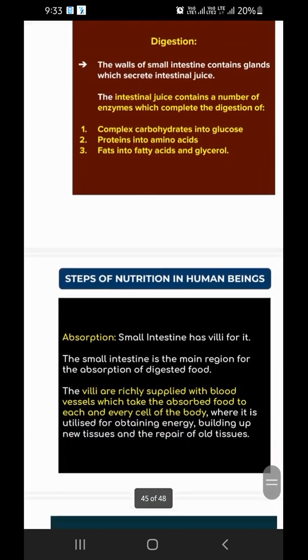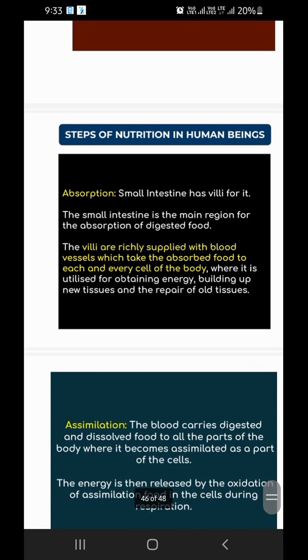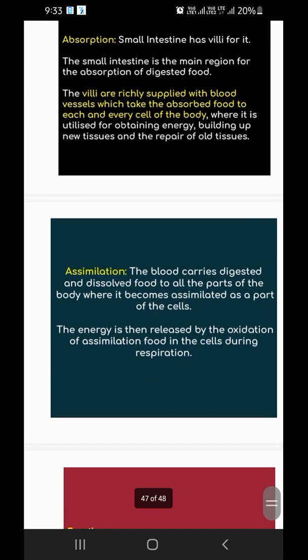Don't worry. Now, absorption. The small intestine has villi for it, and the small intestine is the main region for the absorption of digested food. The villi are richly supplied with blood vessels which take the absorbed food to each and every cell of the body, where it is utilized for obtaining energy.